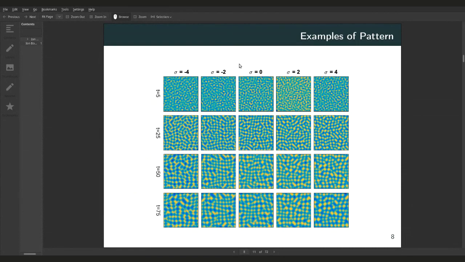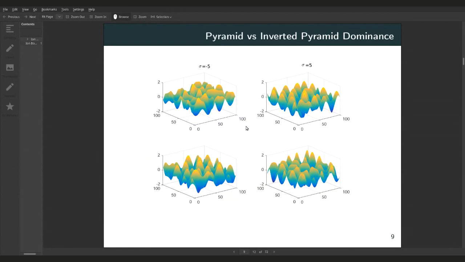And we have a negative value of sigma over here and a positive value of sigma over here. And it's a little bit hard to tell, but you can see that there's a difference in the structures between sigma equals -4 and sigma equals 4, for example. Maybe we can see it a little bit more clearly here. So this is the surface plotted. I have sigma equals -5 on the left and sigma equals 5 on the right. And I've plotted it right side up and upside down.